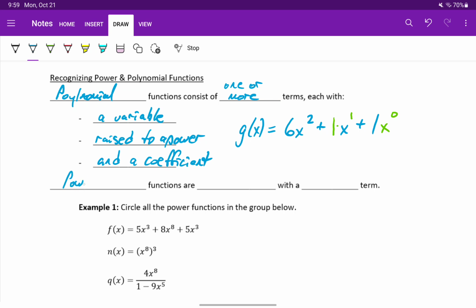Power functions are polynomials with just a single term. So for instance, just 6x squared. Now what you might notice is that the function g of x that I provided here is actually a quadratic function. And I just said that a power function is a polynomial function, just a polynomial with one term. So what we have here are some overlapping definitions and expressions.